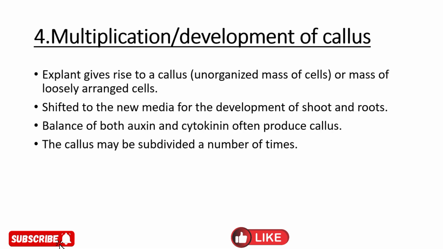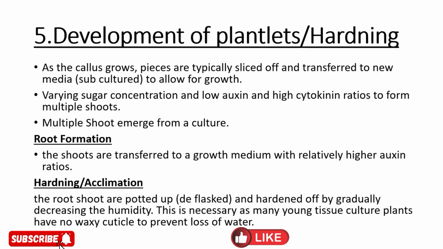The fourth step is multiplication or development of callus. As you know, the explant gives rise to a callus within the nutrient medium within the incubator, and the callus can be defined as an unorganized mass of cells, a mass of loosely arranged cells, or an undifferentiated mass of cells. So the callus should be shifted to new media for the development of shoot and root. A balance of both auxin and cytokinin often produces callus. The callus may be subdivided a number of times.